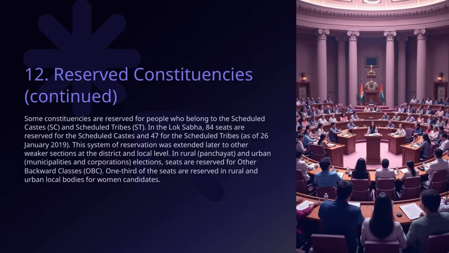Over time, this concept of reservation has been extended beyond national level to district and local elections as well. At the rural level, in panchayat elections, and in urban local bodies like municipalities and corporations, seats are reserved for other backward classes, or OBC. And an important point to remember is that 1/3 of the seats in both rural and urban local bodies are reserved for women candidates. This approach helps promote inclusivity and gender equality in our political system, aligning with the broader theme of representation and social justice.